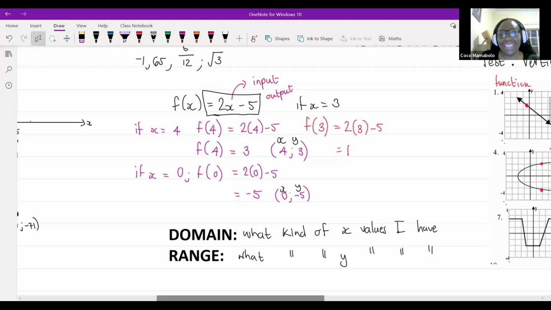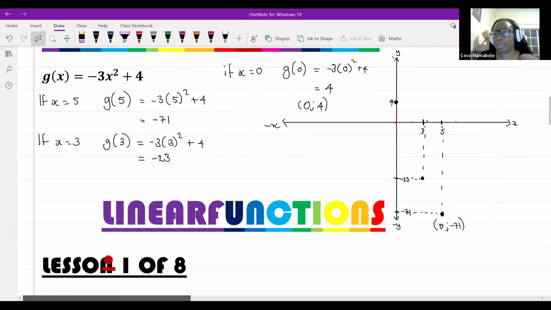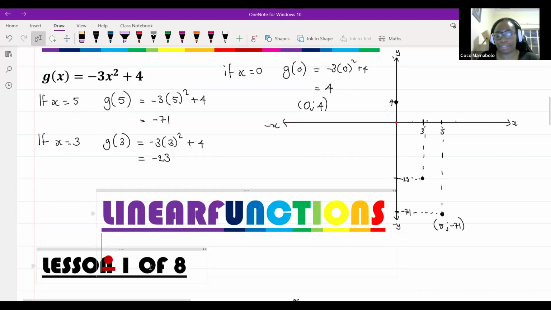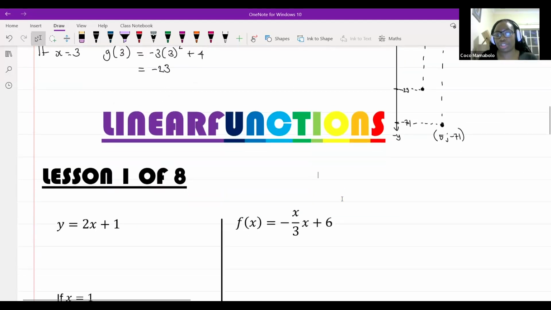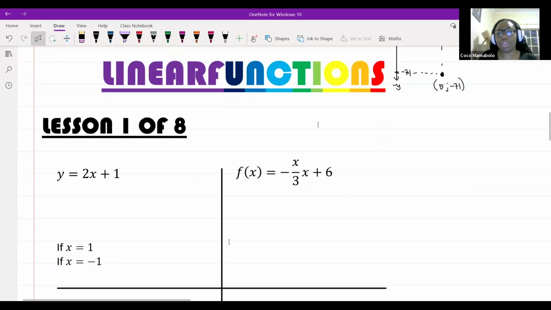All right. Okay, let's learn about a specific function. Today we're going to be talking about linear functions. A linear function is defined in the way that we see it over here.